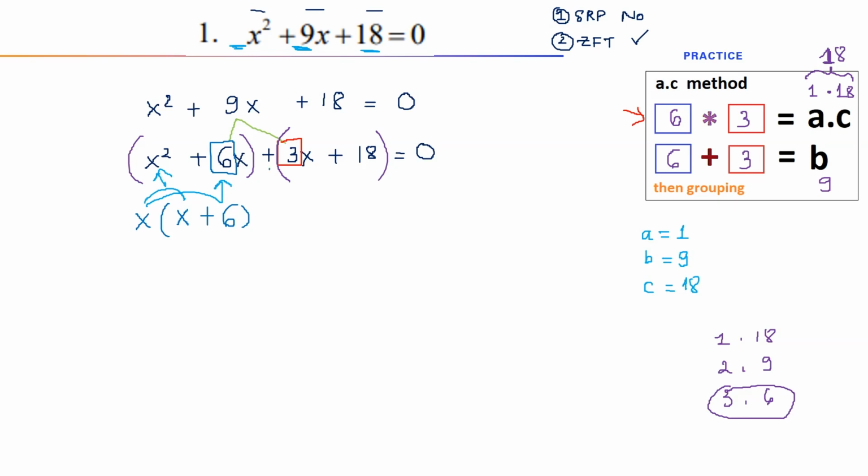Now we continue. Here is the plus. Put this down, not the multiplication, the plus, the addition. Okay, so now for 3x and 18, the common factor is 3. The leftover inside is x plus 6, equals 0.